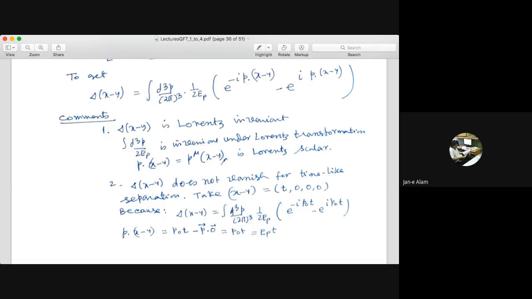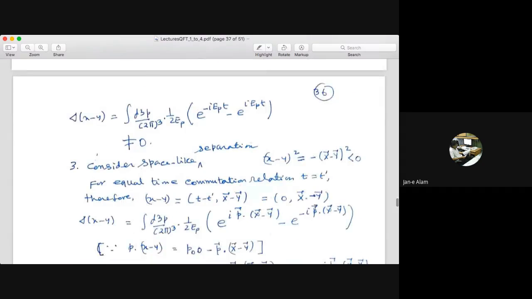Okay, so then what you can do, you can put here p dot (x minus y): only p0 times (x minus y) which is t will be there, and p vector dot (x vector minus y vector) will be 0, because all the components of x minus y vector are 0. So this delta(x minus y) will be this quantity times e to the minus i p0 t minus e to the i p0 t, and you can see that this will never be 0. So the commutator will never be 0. This will always be non-zero. So in the time-like domain, this is non-zero.